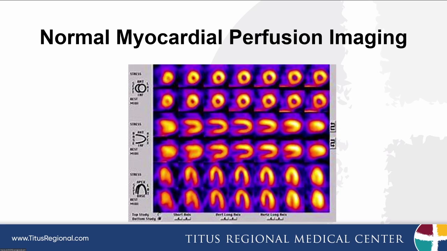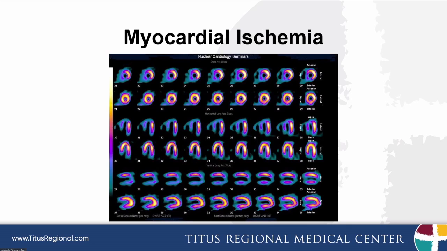Again, this is a normal study. We see uniform distribution of radioactivity throughout all of the walls of the heart, and so this would be a normal myocardial perfusion study. Now compare that with this.